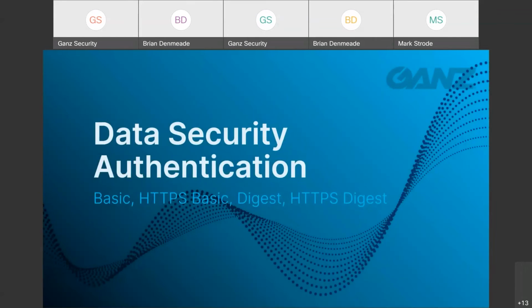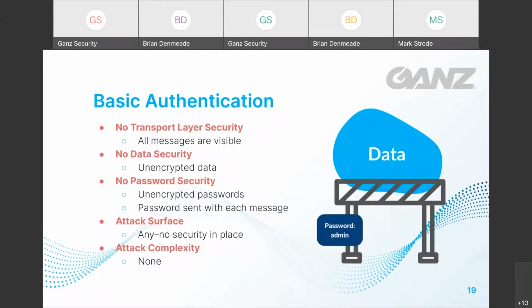Okay, data security authentication. This is where we go back to data in motion to get a little bit deeper into that. Again, data in motion is any data going from point A to point B. So video coming from your camera and going to your server, that's point A to point B. You want to have protection of that data.